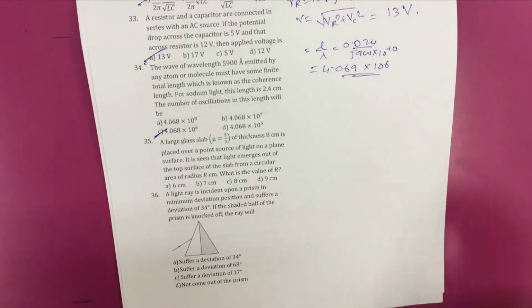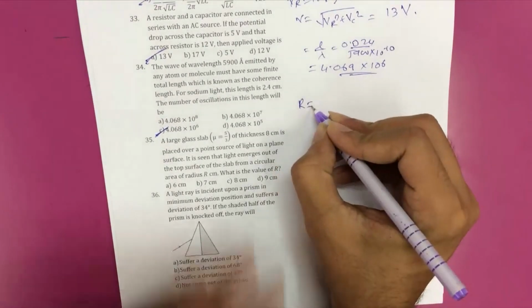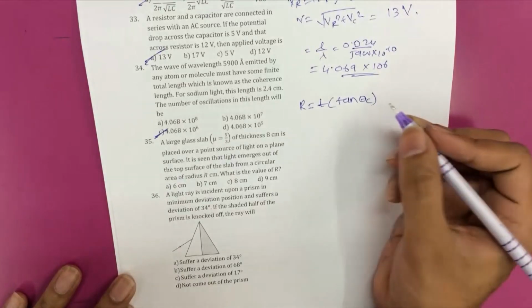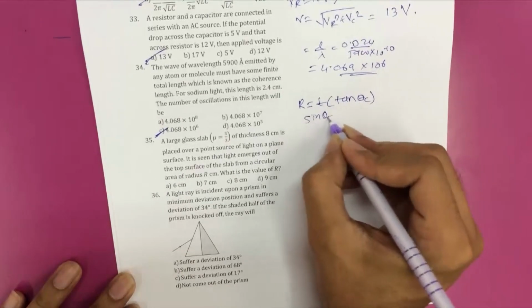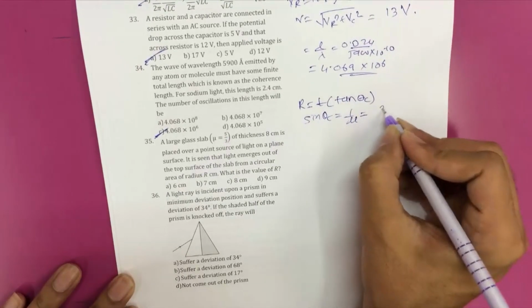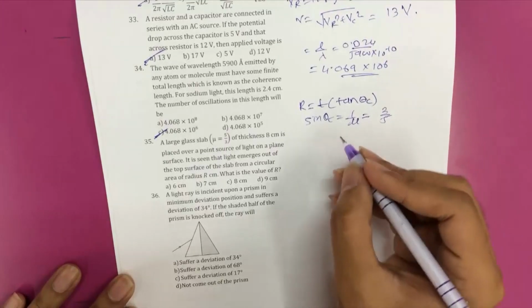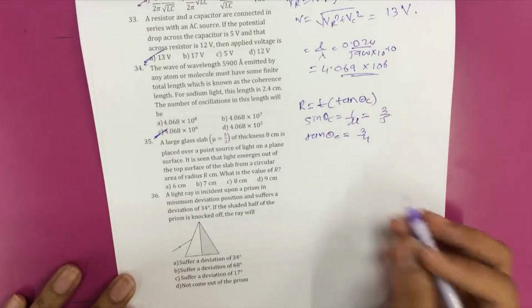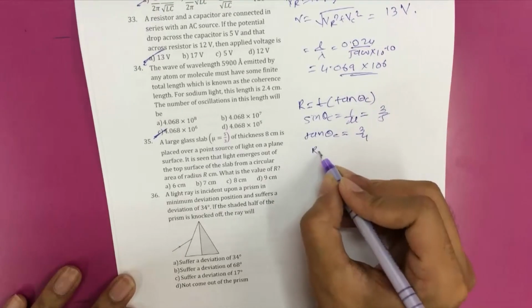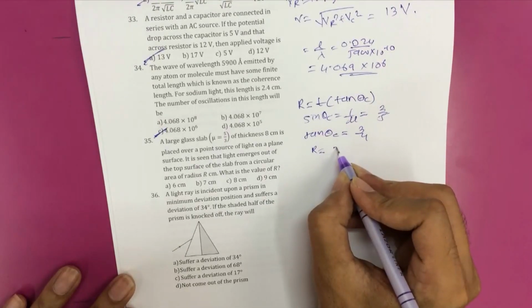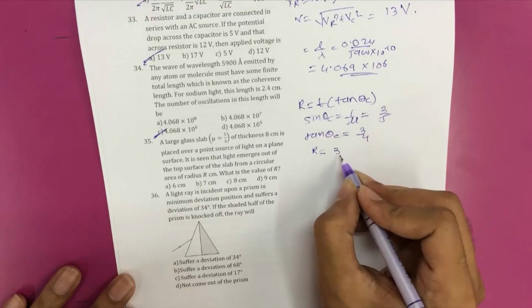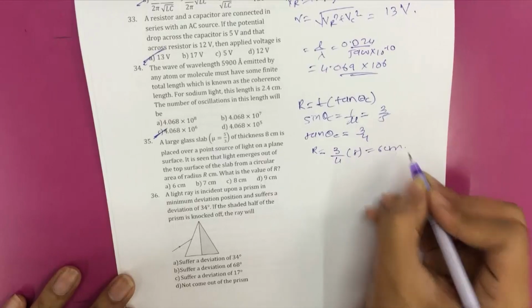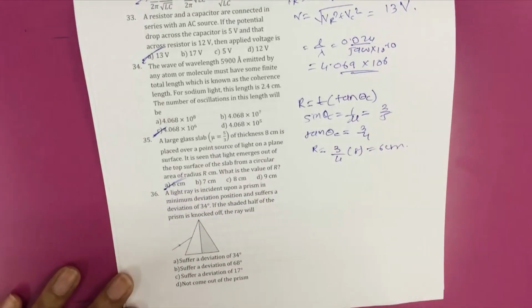Now, this r is nothing but T tan theta c, where theta c is the critical angle. Now we know sin theta c is 1 upon mu, which would be 3 by 5. Tan theta c we would obtain from sin theta c as 3 by 4. So your r value, thickness is given by 8 centimeters. So your r value will be 3 by 4 multiplied by 8, which is 6 centimeter. So the correct answer is 6.